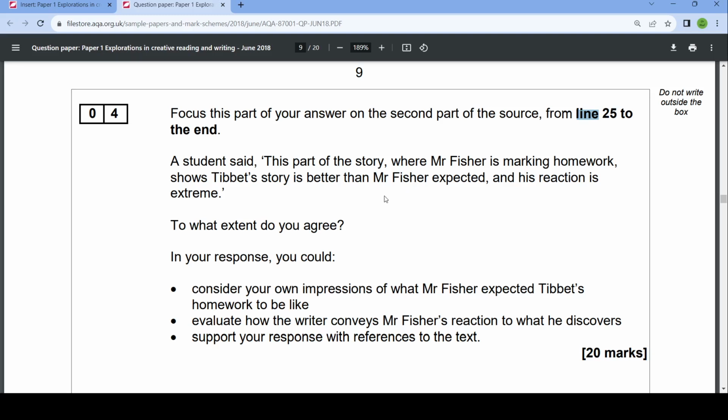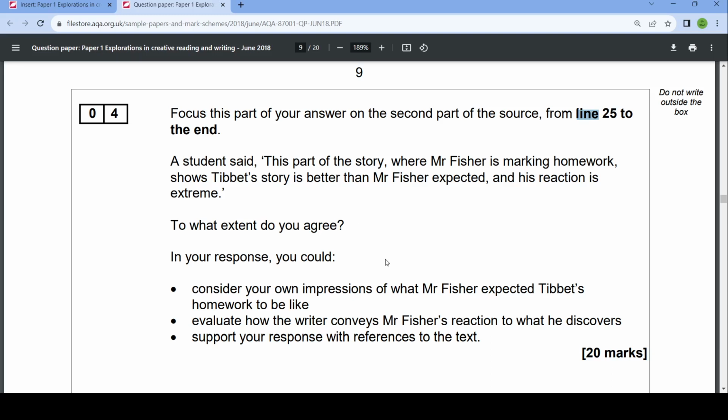Okay, so they give you a statement like this. A student said, "This part of the story where Mr. Fisher is marking homework shows Tibbet's story is better than Mr. Fisher expected, and his reaction is extreme." Now, whether any student ever said this or not is highly unlikely. They've just made up a statement, okay? And it says, "To what extent do you agree?"